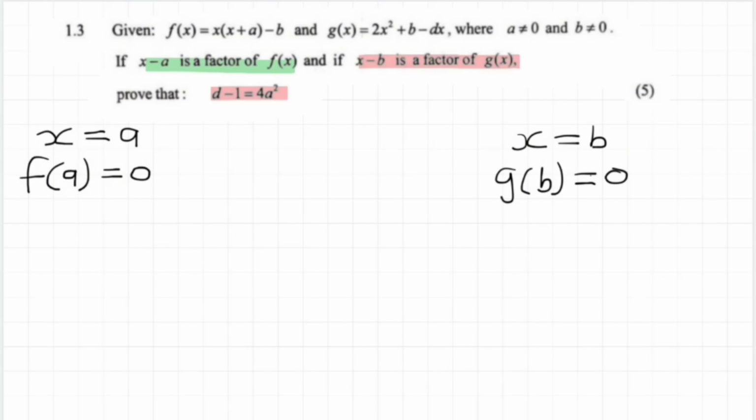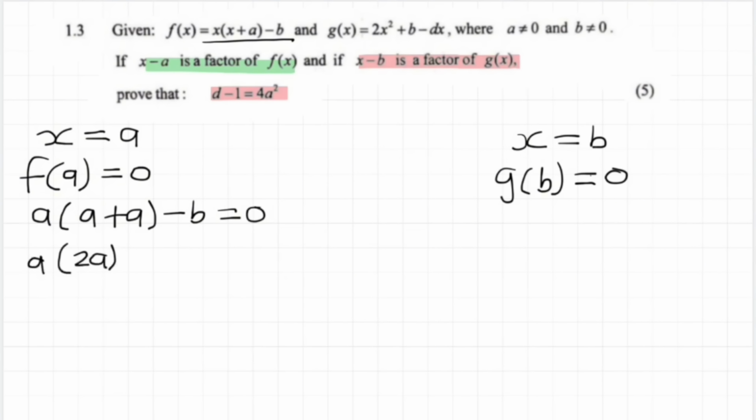So let's substitute a into this equation and let it be equal to 0. Whenever there is x, we put a, open brackets, and then we also substitute a plus a, which is minus b, and it's equal to 0, just like that. From here you can see that we have 2a minus b equal to 0. And this is the same as 2a squared minus b equal to 0. Perfect. Where are we going?